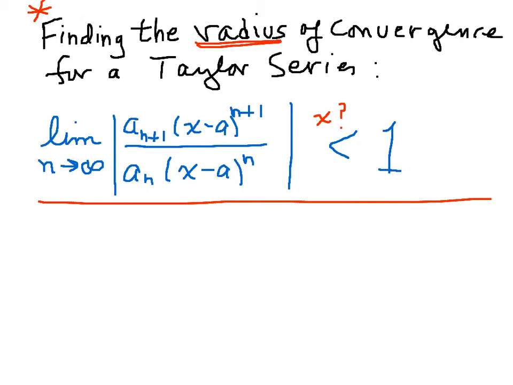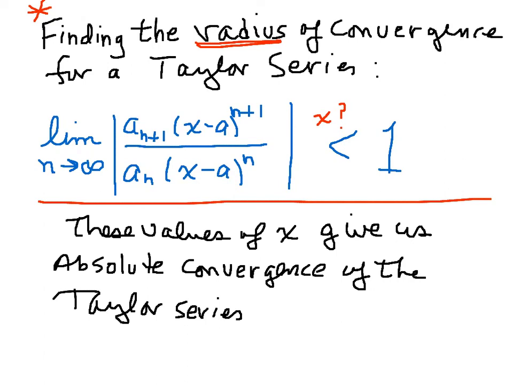We look at the limit of the n plus first term over the nth term of a Taylor series, and essentially we find the values of x which force that limit to be less than 1 and hence give convergence of the Taylor series.